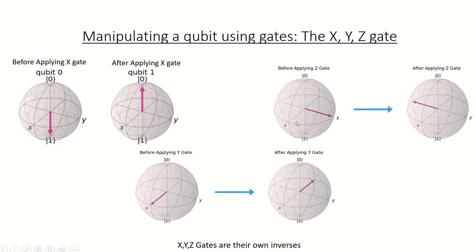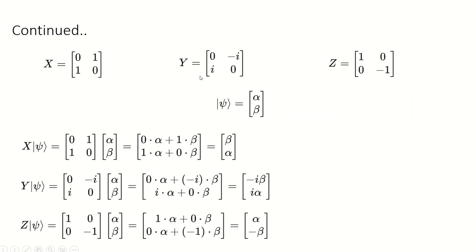Actually, rotation along the Y axis is rotation in the plane of the sphere. So it is related to the phase of the vector. That's why we have this component of i. And so this was about the mathematical representation of qubits.